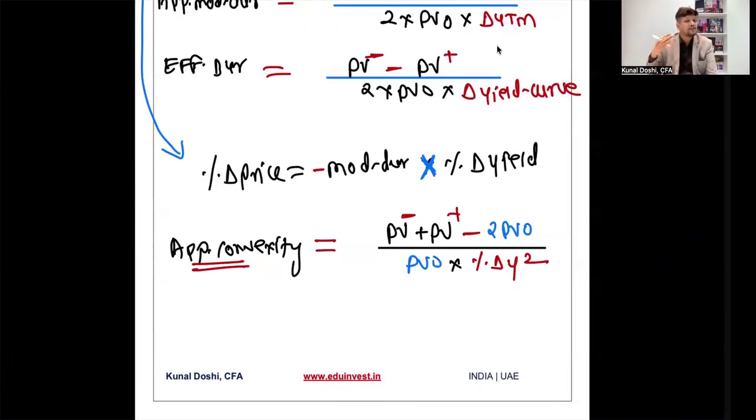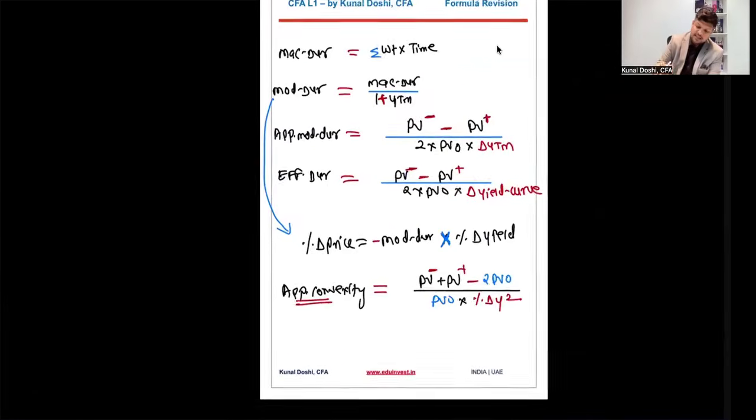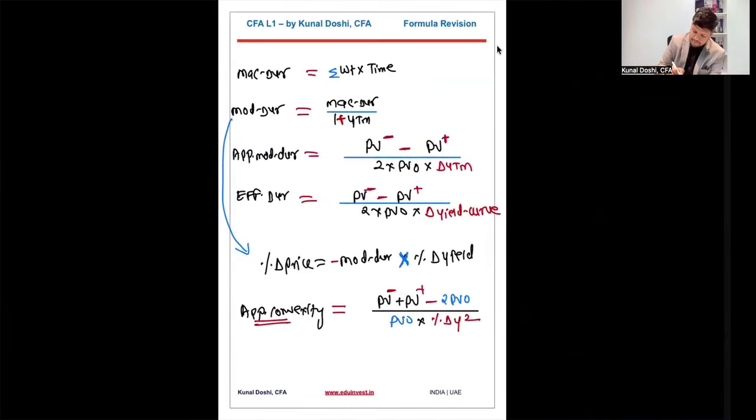So I'm not writing two different formulas. It's the same concept. Just that instead of YTM, it will become yield. Is everyone clear with me on this approximate formula for convexity? Confirm. So all the durations and convexity at one place.